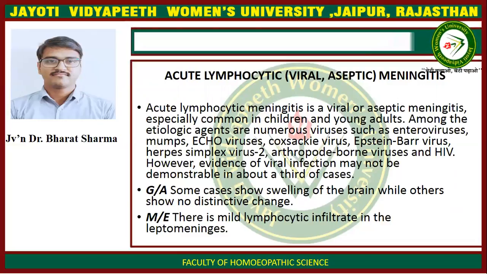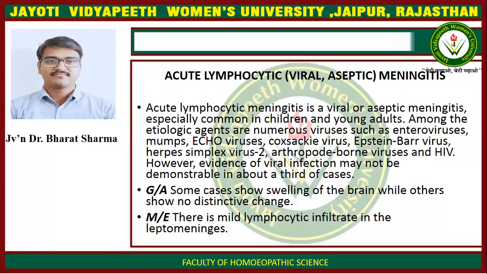Now, second is acute lymphocytic meningitis, viral or aseptic. Acute lymphocytic meningitis is a viral or aseptic meningitis, especially common in children and young adults. Among the etiologic agents are numerous viruses such as enterovirus, mumps, echovirus, coxsackie, Epstein-Barr virus, herpes simplex virus 2, arthropod-borne virus, and HIV. However, evidence of viral infection may not be demonstrable in about a third of cases.